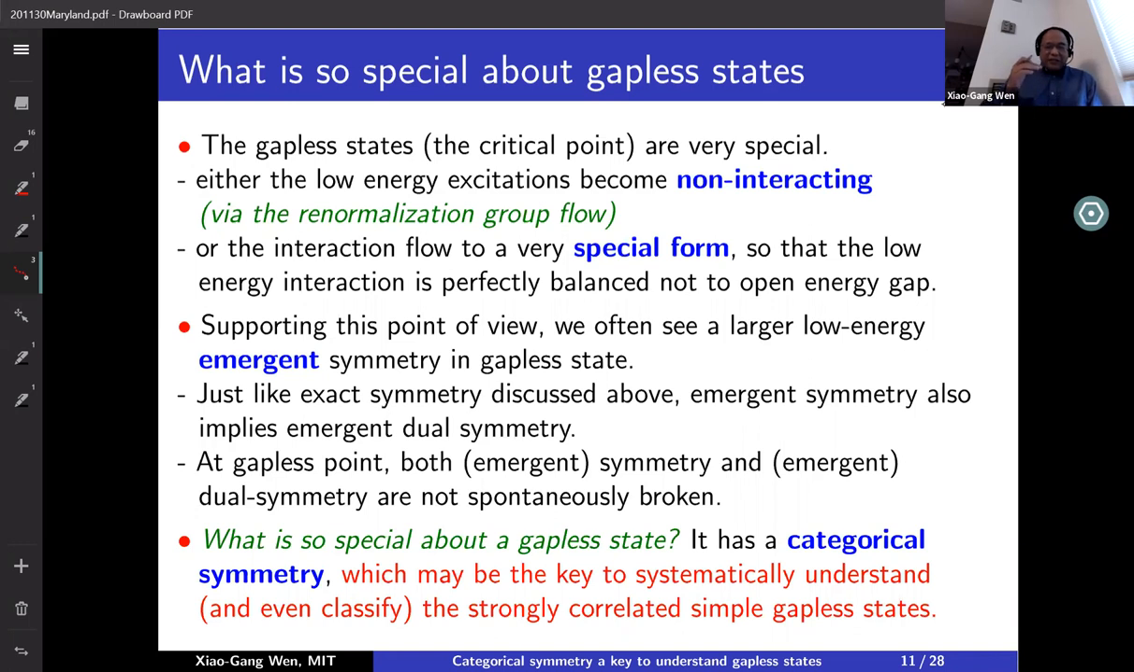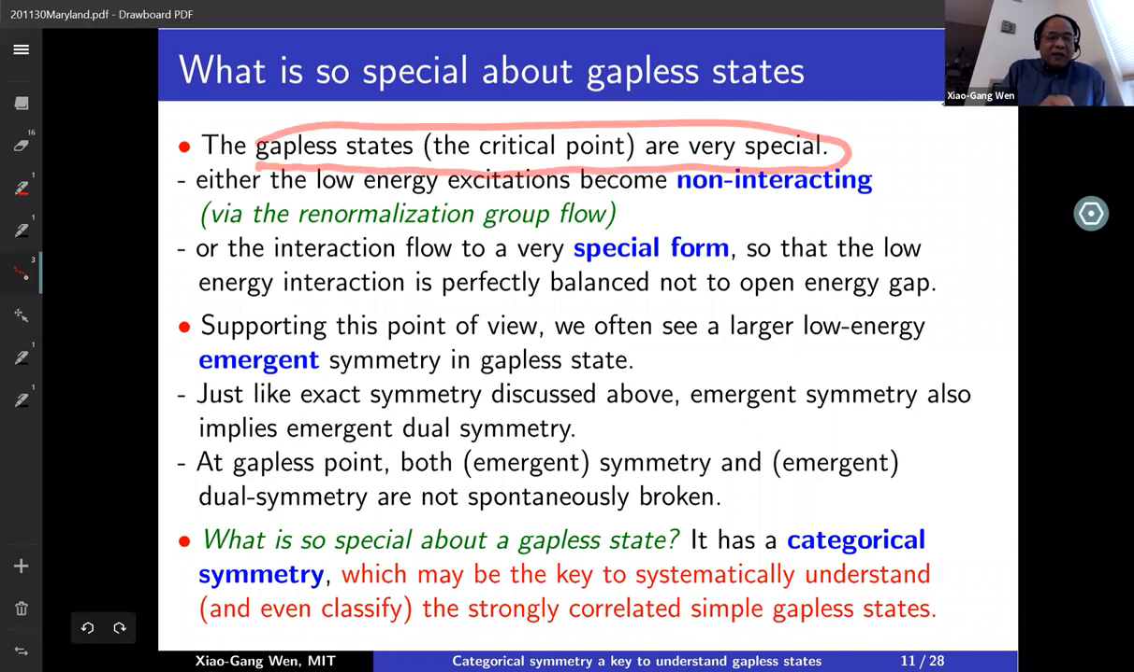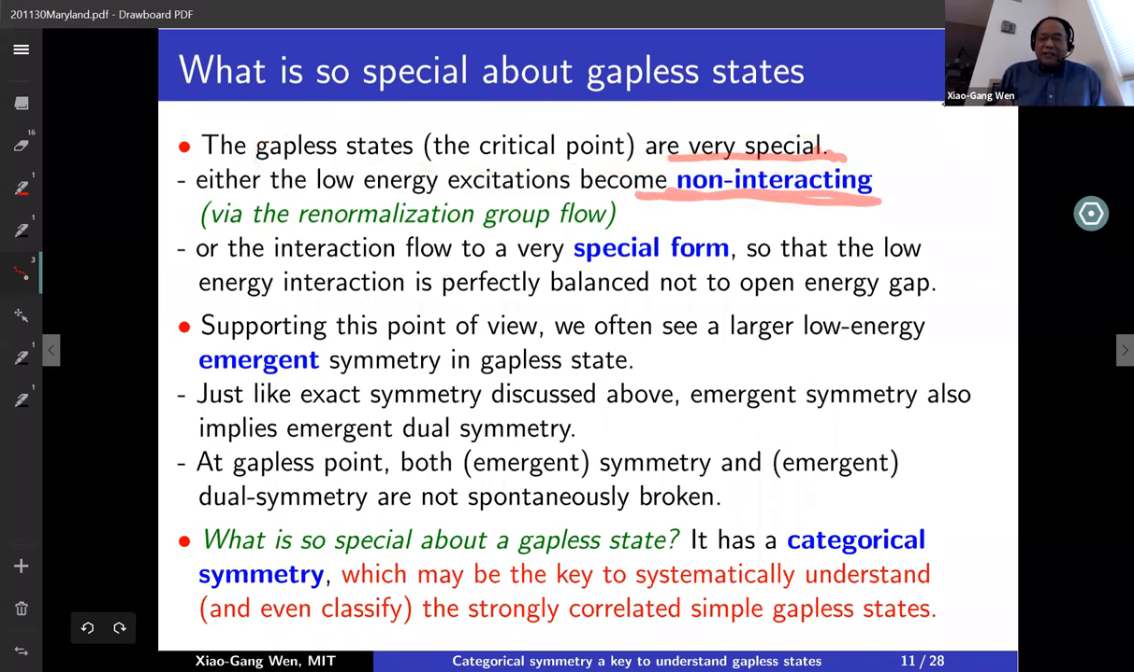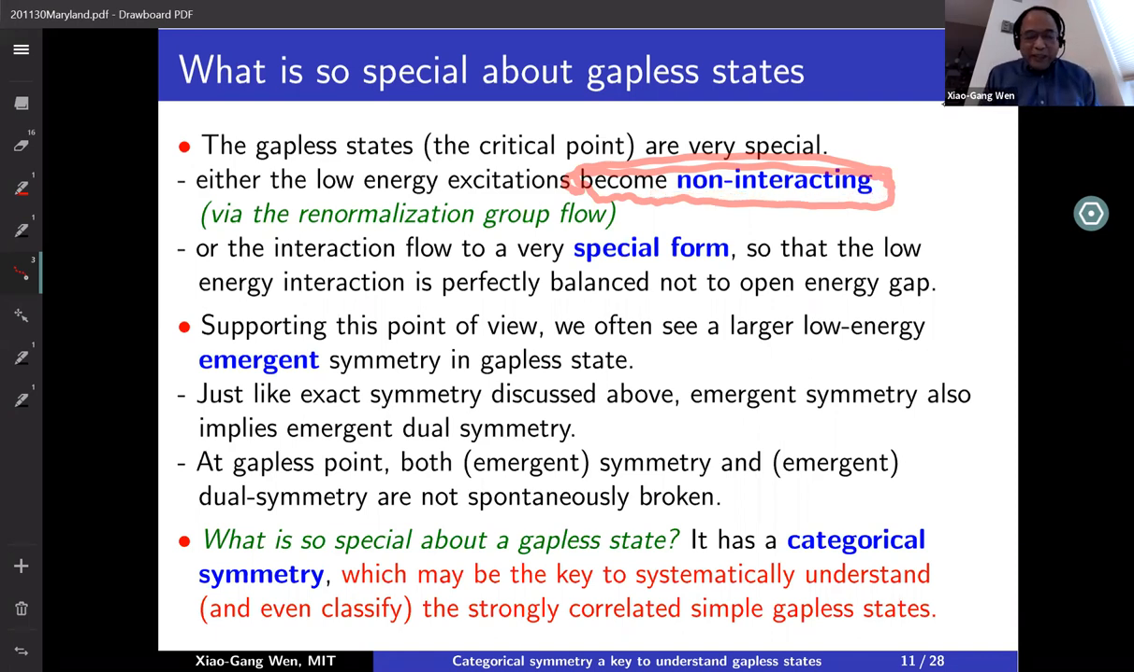So here we already mentioned that the categorical symmetry is a property of the gapless states we can extract. And here I want to emphasize that the gapless states are very special. Why is it special? Because most gapless states we know have non-interacting excitations. Those gapless excitations are non-interacting. So that is special. And since almost all gapless states we know have a non-interacting low energy excitation, we almost want to say that's a necessary condition for gapless states. It must have a non-interacting low energy excitation.